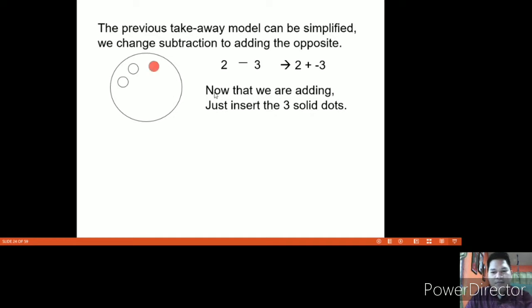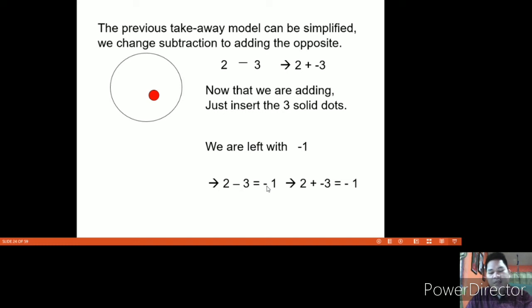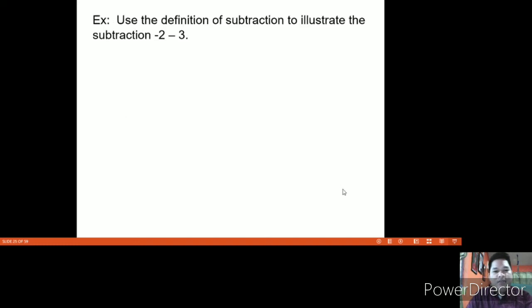So we have 2 plus negative 3. Again, they will combine and collapse or annul. So the remaining is 1 solid dot. We are left with negative 1. Therefore, 2 minus 3 is equal to negative 1, or 2 plus negative 3 is equal to negative 1.